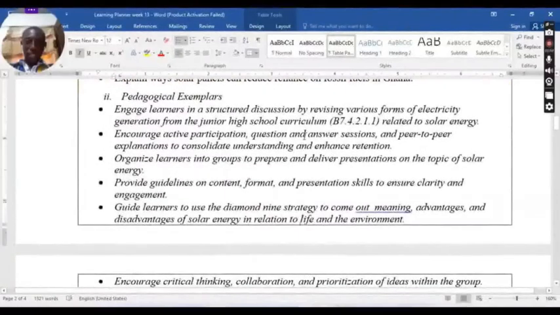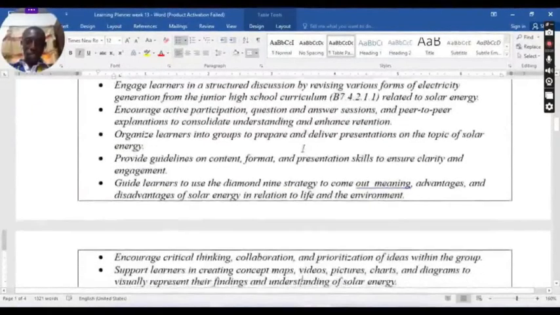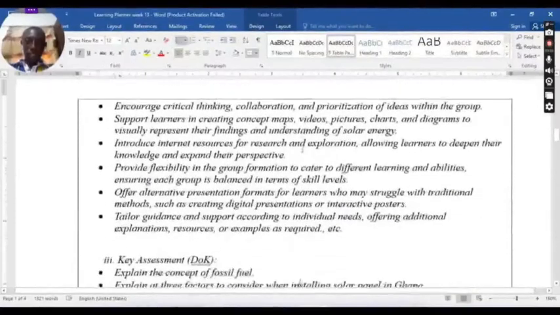So pedagogical exemplars. How are you going to help learners to know the task? So these are examples. Engage learners in a structured discussion. By using discussion, encourage active participation and questions. So a question and answer session, peer-to-peer sessions. So these are pedagogical exemplars.